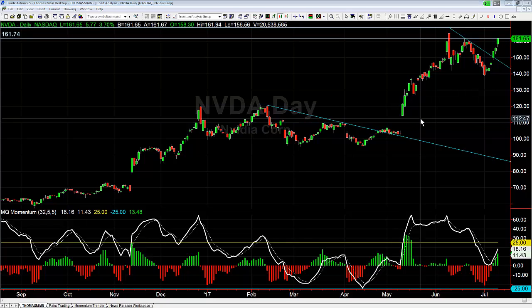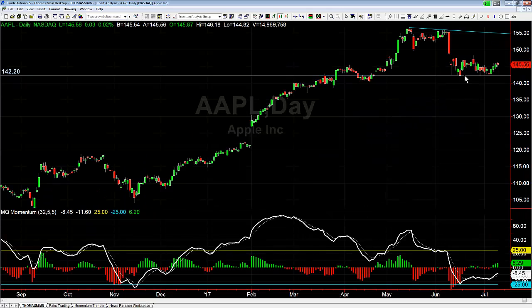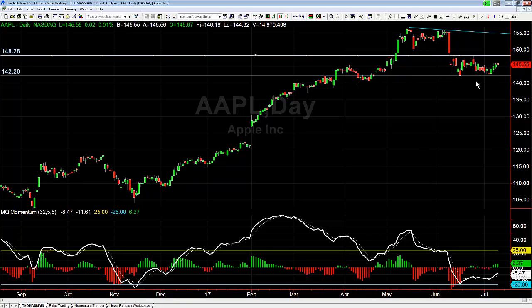Let's follow up really quick with a couple of the ones we've looked at previously. Apple is one. We talked about Apple just sitting on top of the support and waiting to see if it's going to be able to break down. Well, it's still moving sideways. So what you want to be watching now with Apple is we've kind of gone range bound. We'll look at support at 142.20 and resistance at 148.30, and we'll be watching for the breakout. Right now it's just kind of neutral.